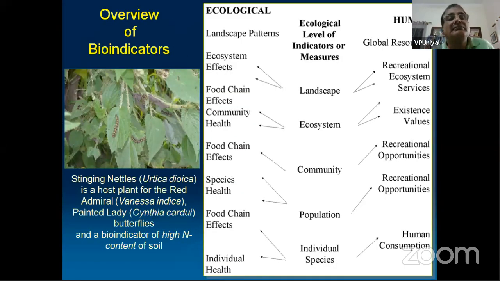But I will just give you one example here. This particular plant is Urtica dioica in the Himalayas.